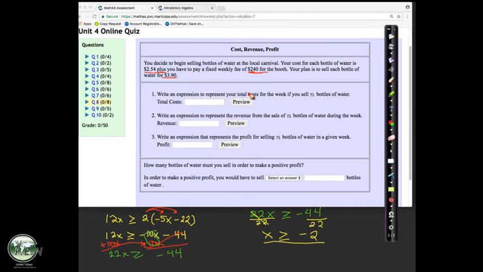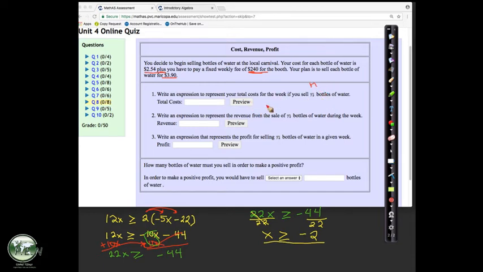So write an expression to represent your total cost for the week if you sell, what does that say? 72. Oh, yeah, in n bottles of water. I was wondering. Okay. So that's a weird looking n, but we'll say n bottles of water.